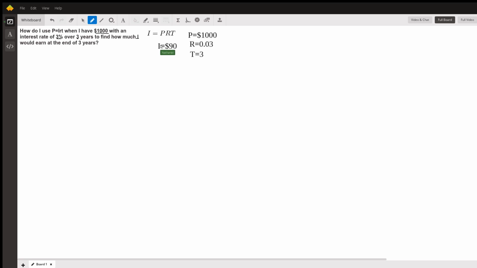So the key with this problem is to correct the equation that we are given here and instead turn it into the interest amount equaling the principal times the rate times time, and then plugging in the numbers that we're given to arrive at our final answer.